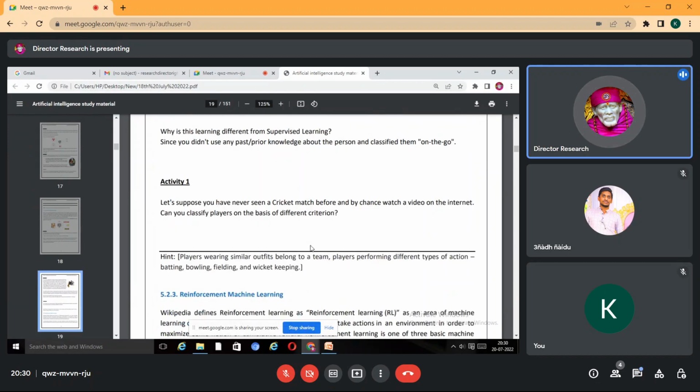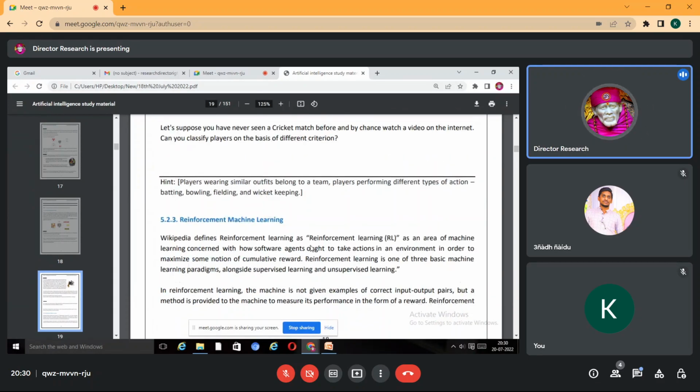Why is this learning different from supervised learning? Since you did not use any past or prior knowledge about the person, you classified them on the go. Activity 1. Let's suppose you have never seen a cricket match before and get a chance of watching a video on the internet. Can you classify the players on the basis of different criteria?